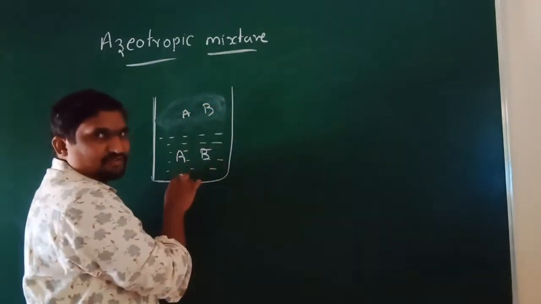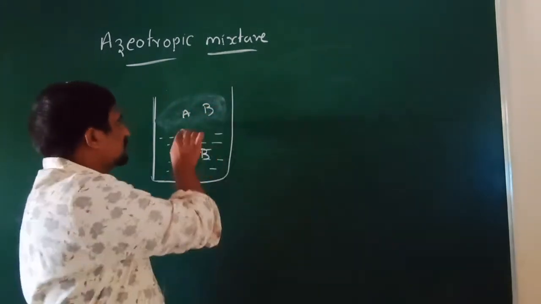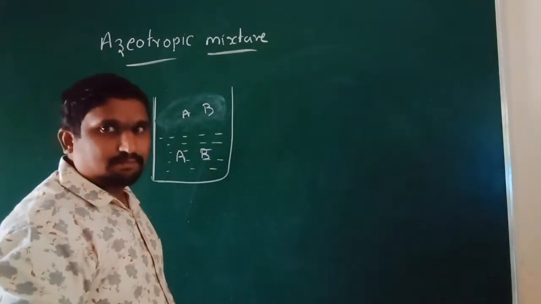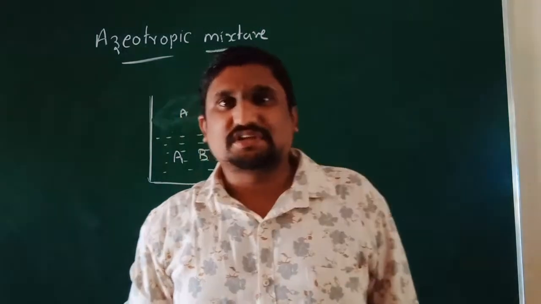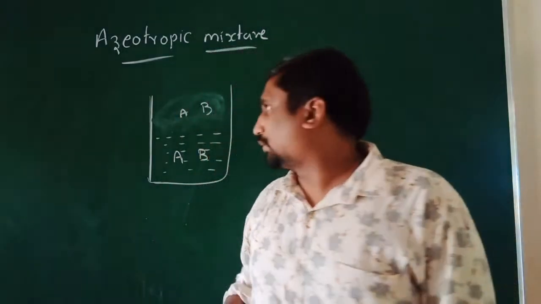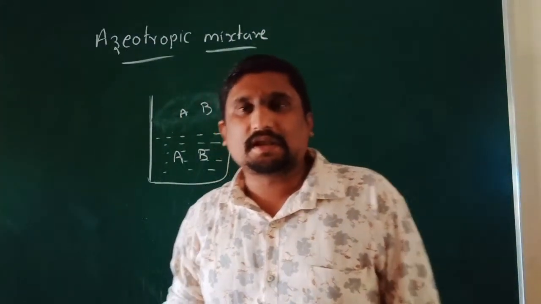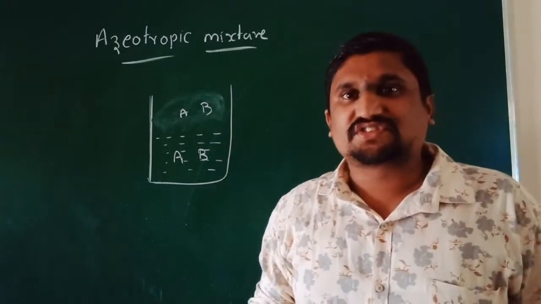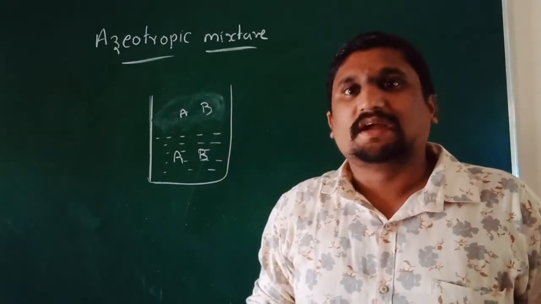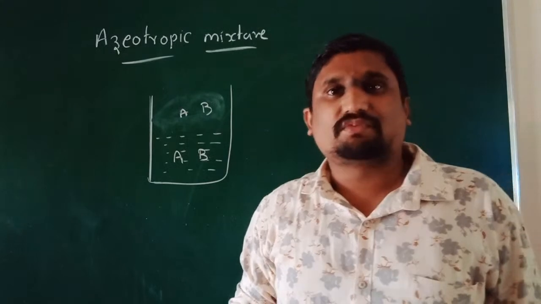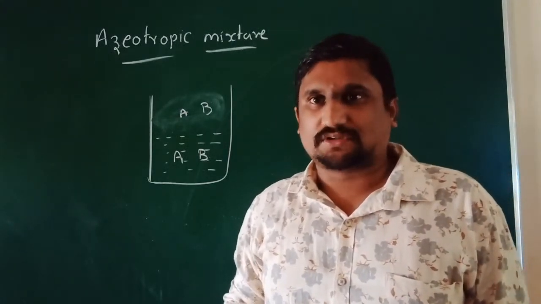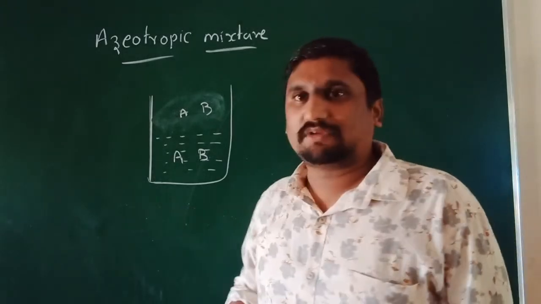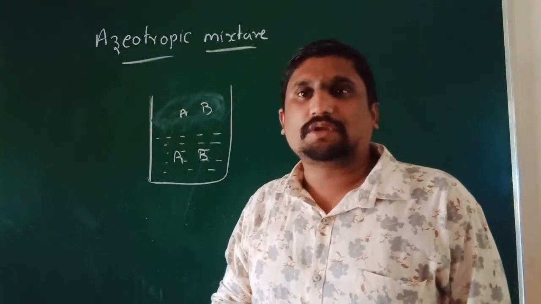What is the mole fraction of A and B in the liquid phase? The same is the mole fraction of A and B in the vapor phase also. It is the specialty of an azeotropic mixture. So what is an azeotropic mixture? The binary liquid mixture having the same composition in liquid phase as well as in vapor phase is called an azeotropic mixture.